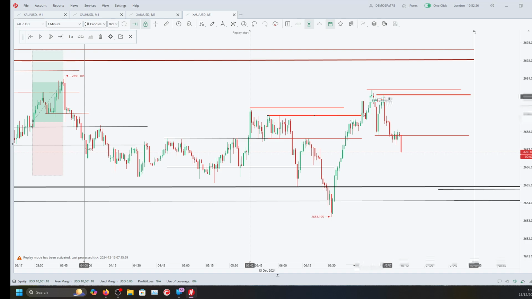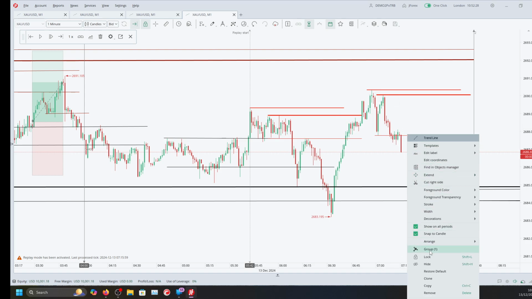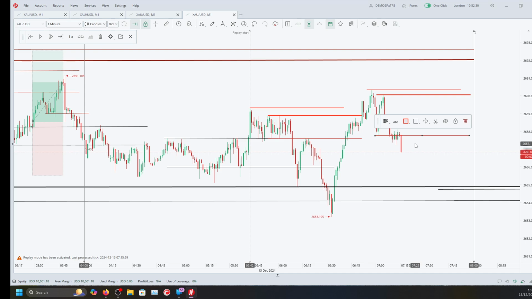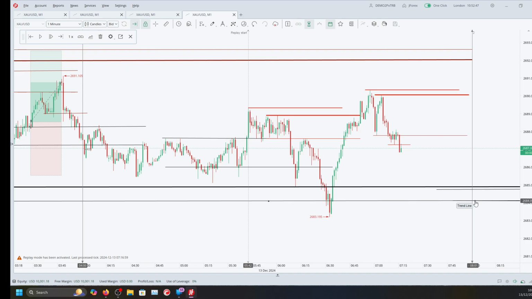And I'm looking for price to give me something on my entry here. Come back into here to go short, and that's where we get it. I'm short now.